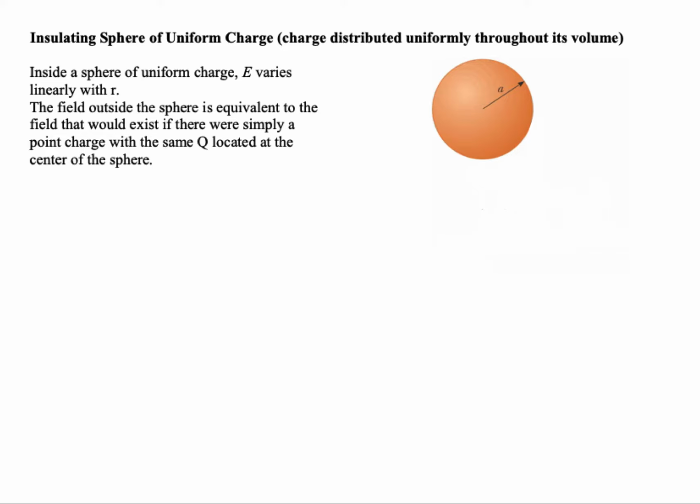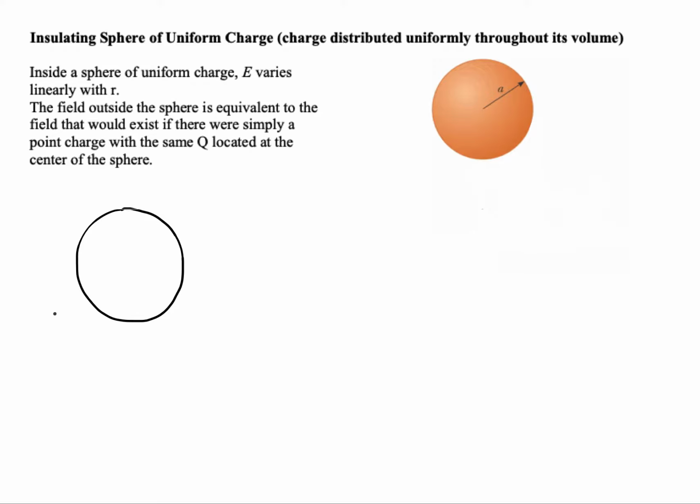In this video, I'd like to use the tools we have so far to reason out what the electric field strength must be like in the vicinity of a uniformly charged sphere. So what are two possibilities for a uniformly charged sphere?